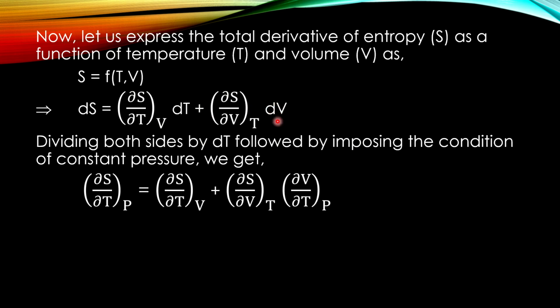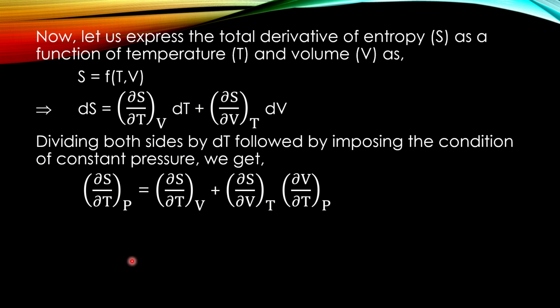So, after having done this operation, this dS becomes (∂S/∂T)_P, and in the right hand side, this dT is vanished, and this one only is left unchanged, (∂S/∂T)_V. And here, along with this one, a new thing is multiplied, (∂V/∂T)_P.